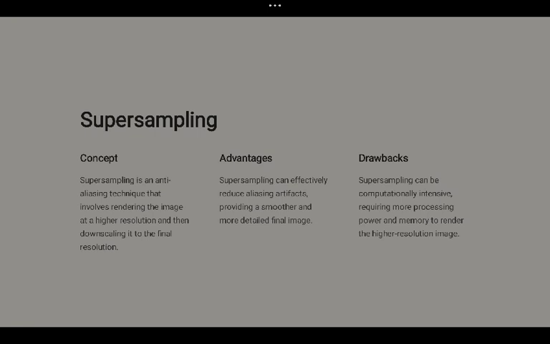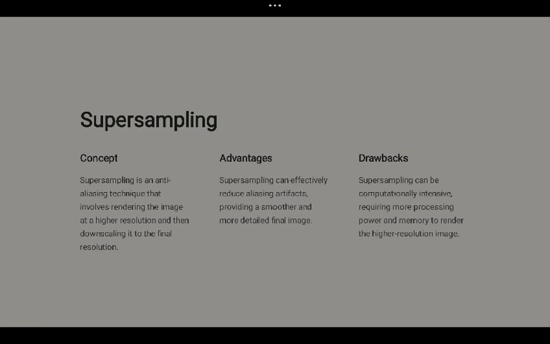Aliasing can be overcome using supersampling. So what is the concept of supersampling? Supersampling is an anti-aliasing technique that involves rendering the image at high resolution and then downscaling it to the final resolution. Advantages of supersampling. Supersampling can effectively reduce aliasing artifacts, providing a smoother and more detailed final image.